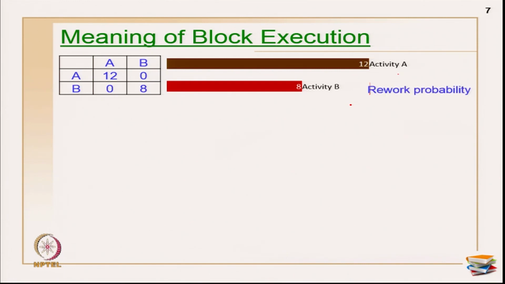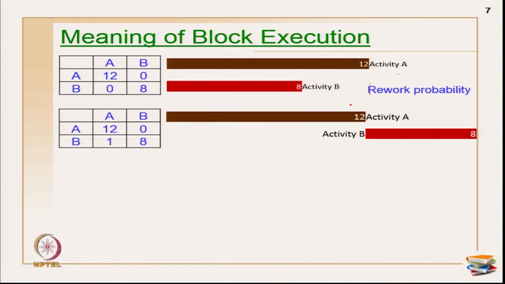Now, I should explain you what is rework probability. With this example, I will show you what is a rework probability. Now, same example I have taken, I have used a value called 1 here. So, this x implies there is a relationship from A to B. I am replacing this x value with 1 using a rework probability value of 1.